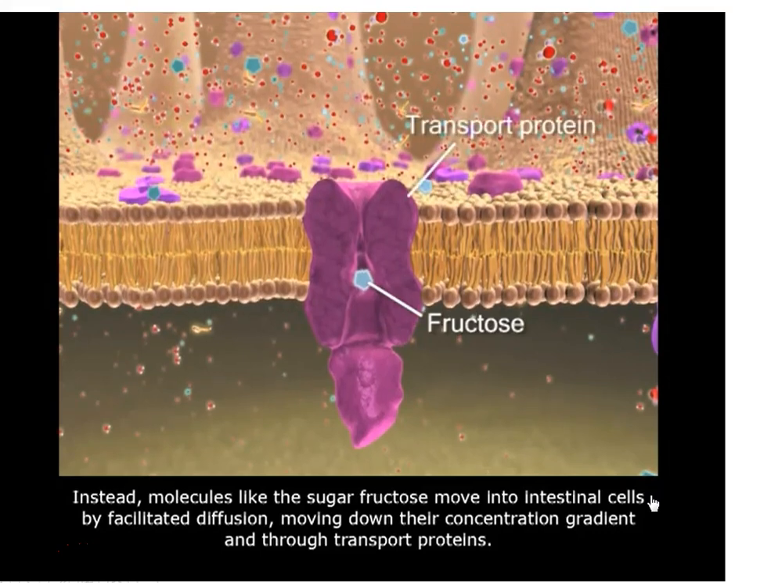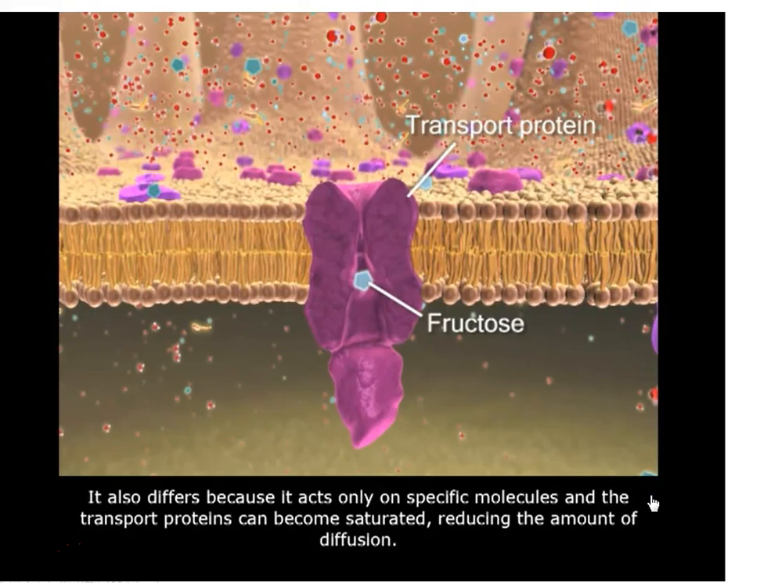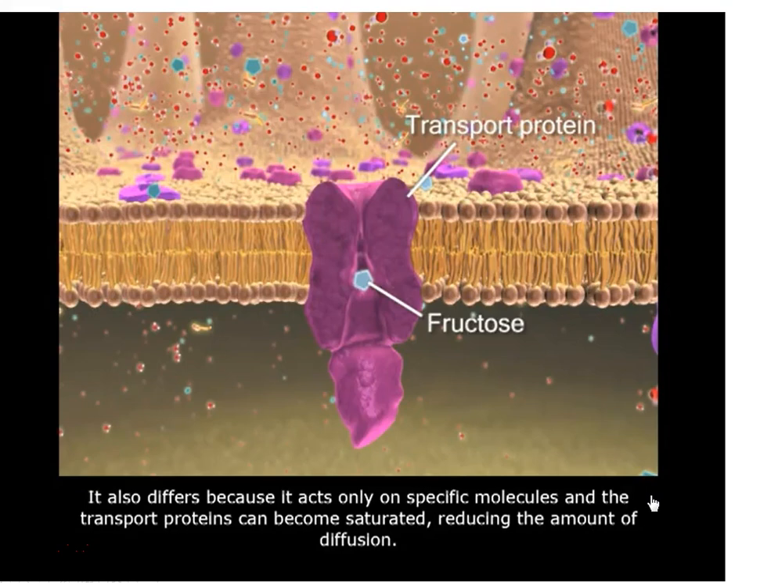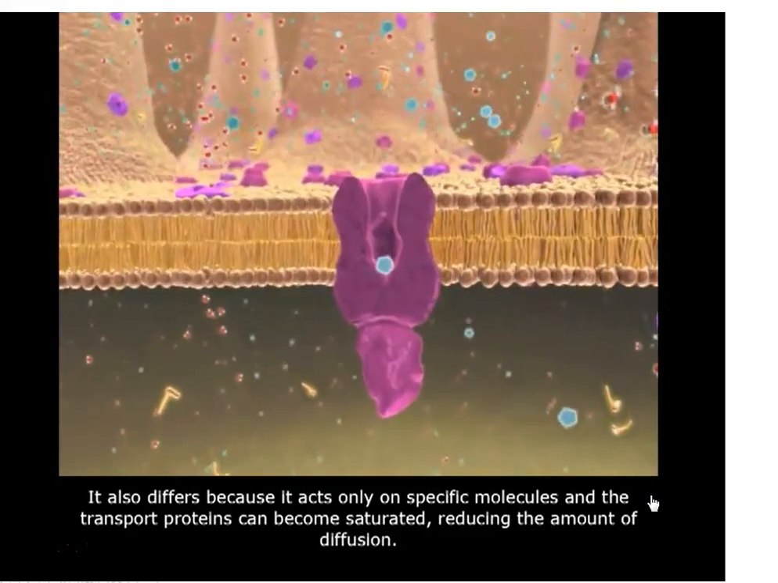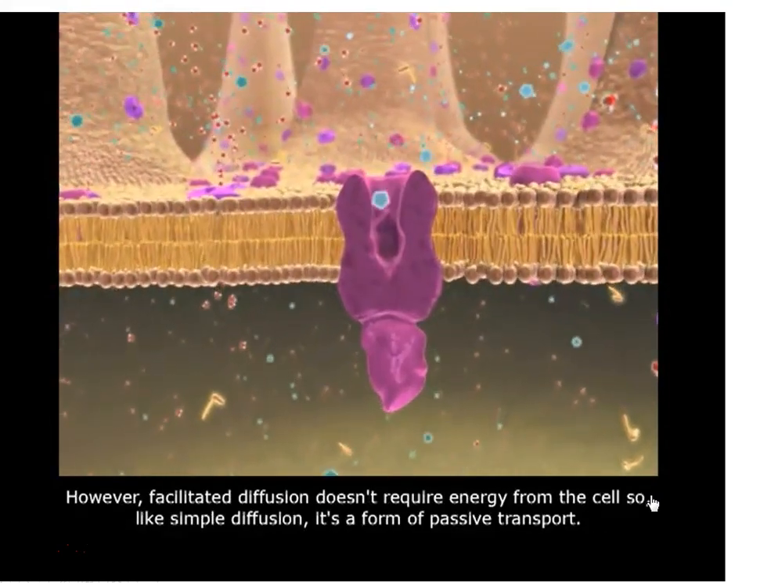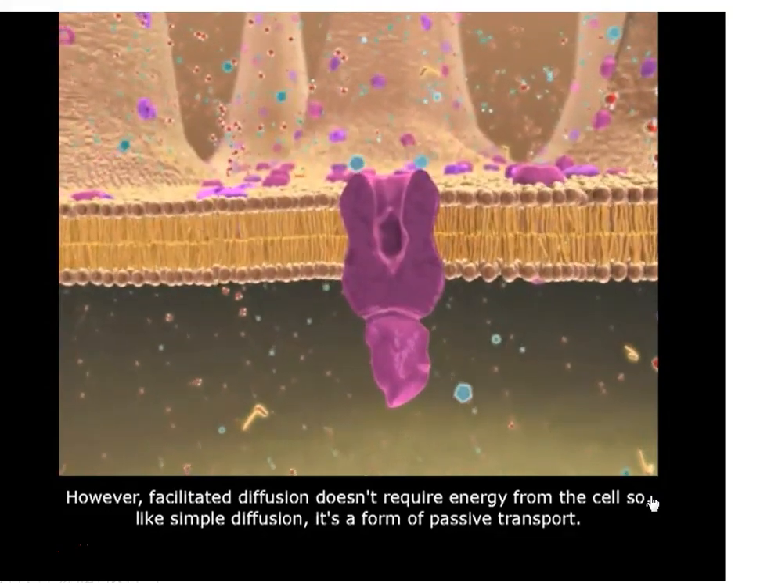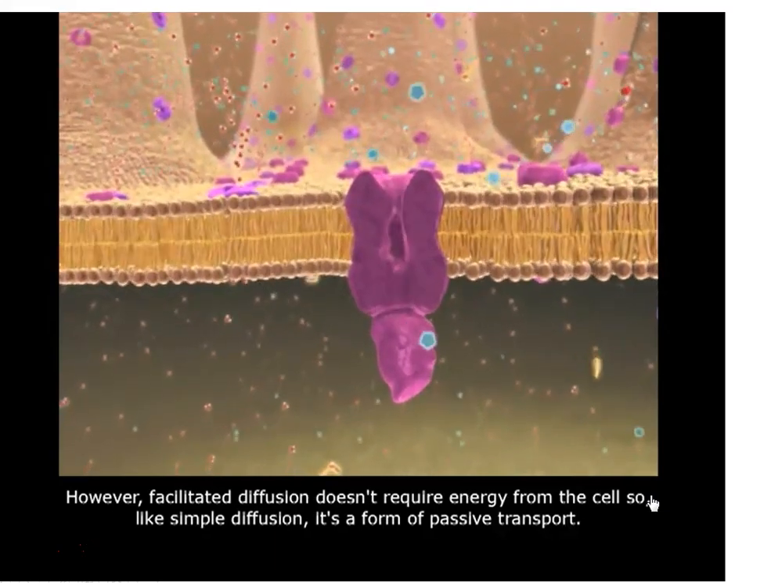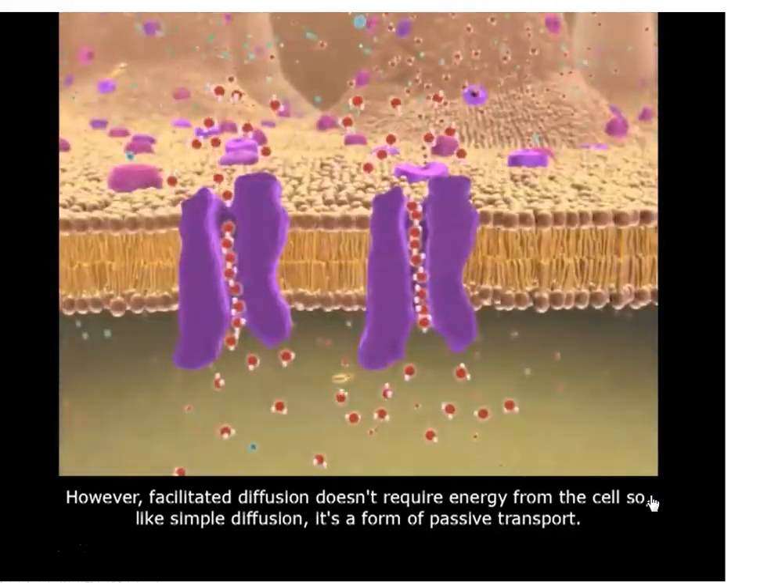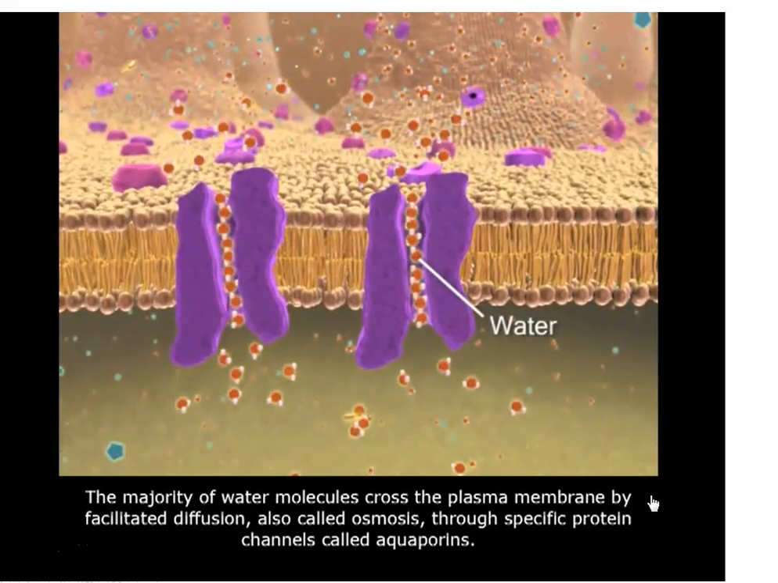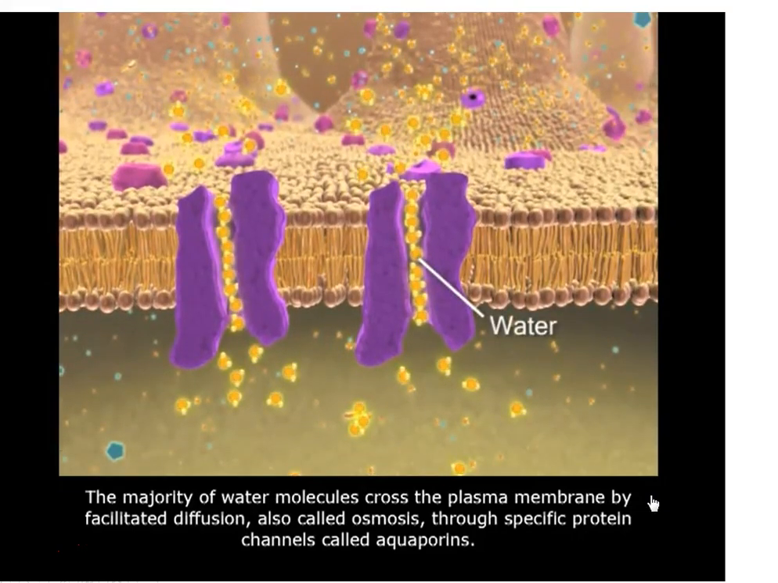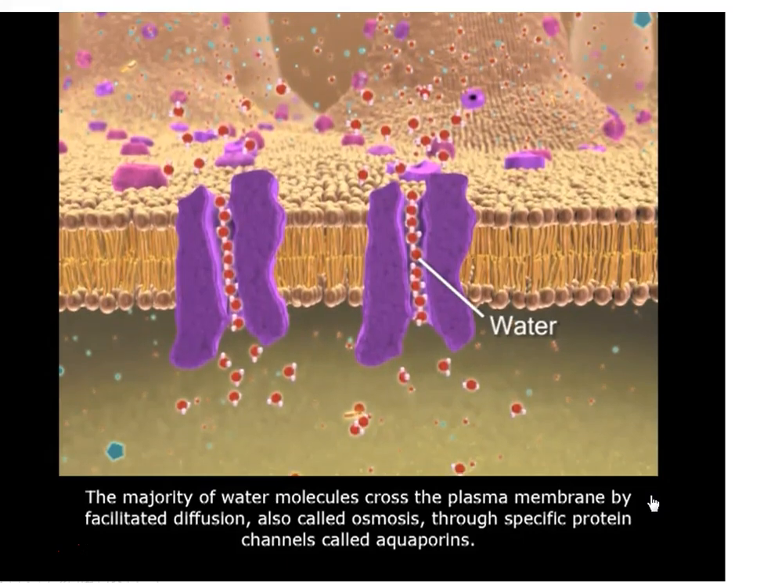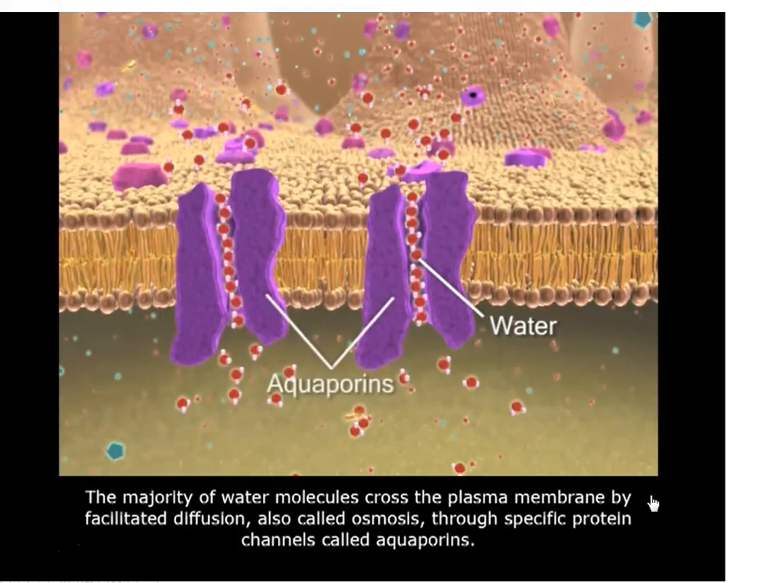transport proteins. It also differs because it acts only on specific molecules, and the transport proteins can become saturated, reducing the amount of diffusion. However, facilitated diffusion doesn't require energy from the cell, so, like simple diffusion, it's a form of passive transport. The majority of water molecules cross the plasma membrane by facilitated diffusion, also called osmosis, through specific protein channels called aquaporins.